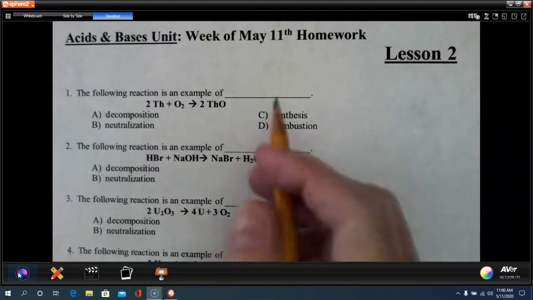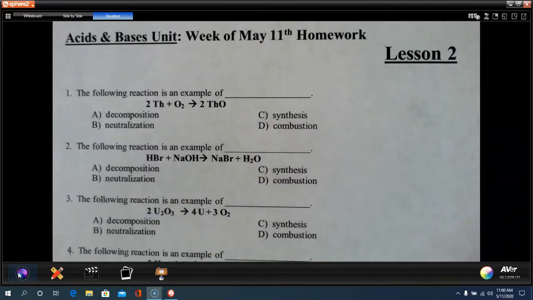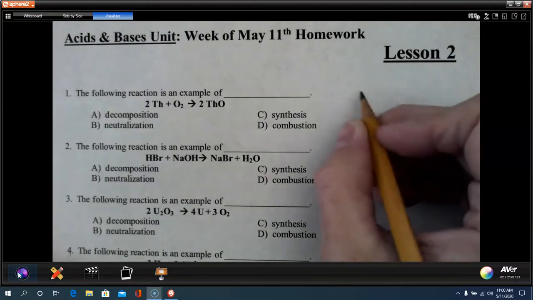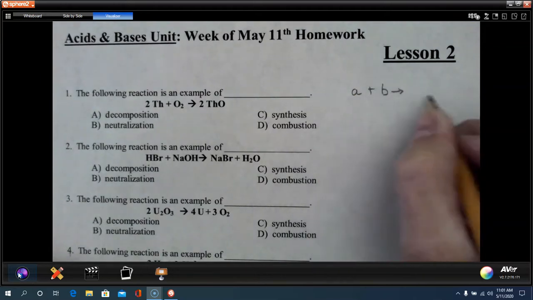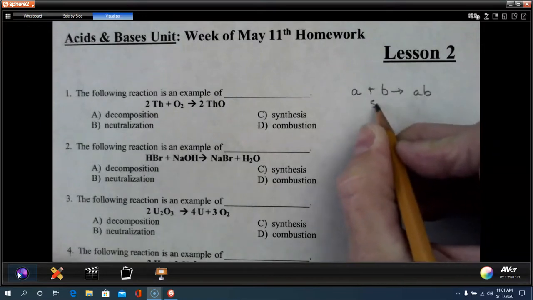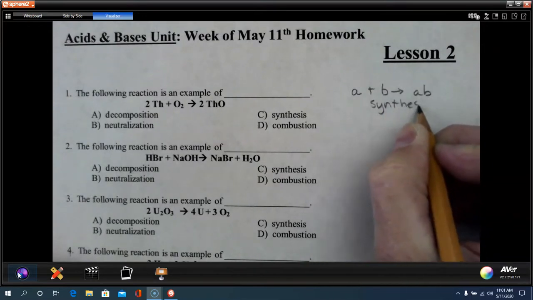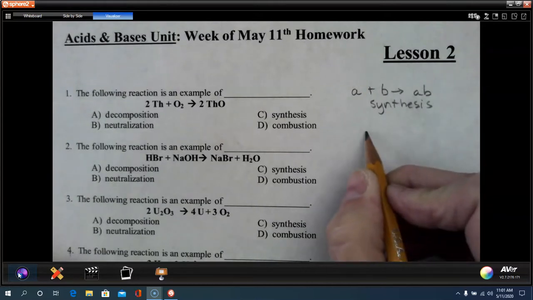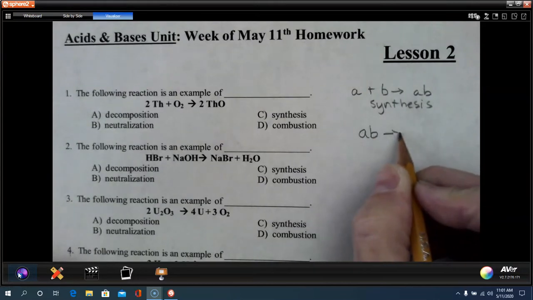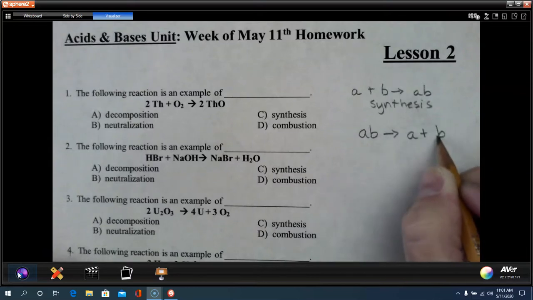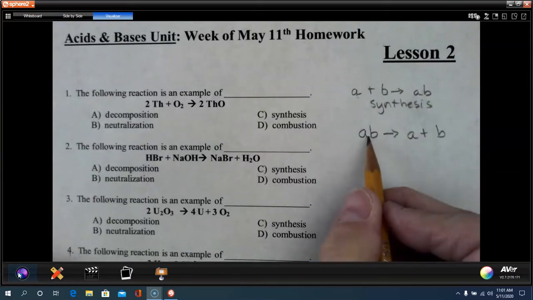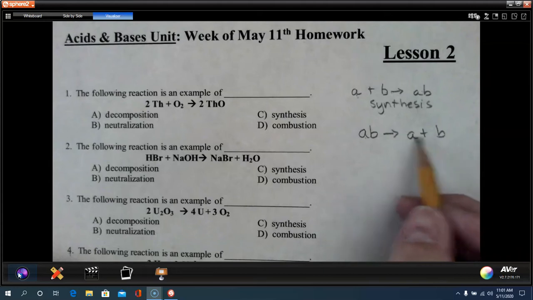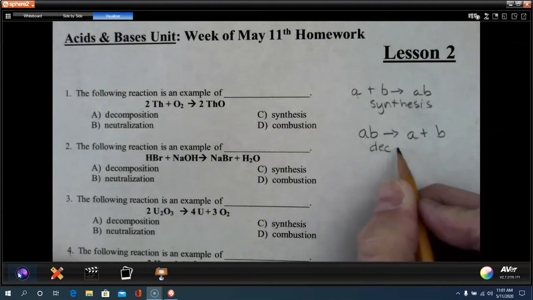I wanted to write off to the side what the reactions look like, just in case you forgot, since this lesson is a lot of identifying reactions. If you have something like A plus B yields AB, that's a synthesis reaction. And then we also have the opposite: AB yields A plus B. In this case, instead of these two coming together to make one product, you have one reactant breaking apart to become two different products. This is a decomposition reaction.